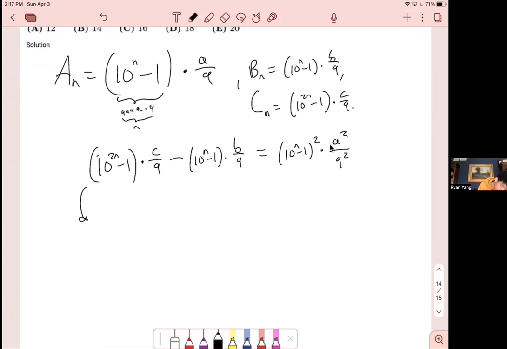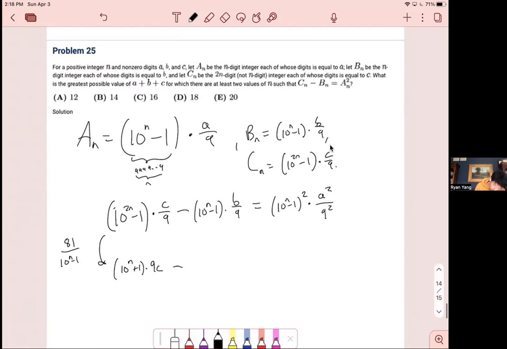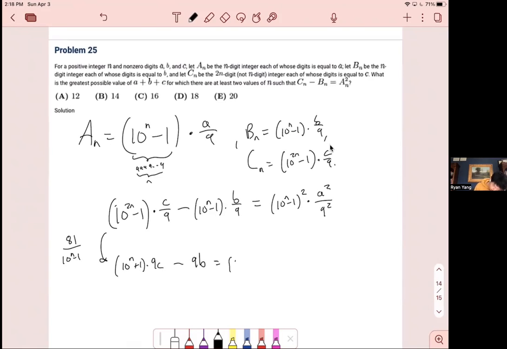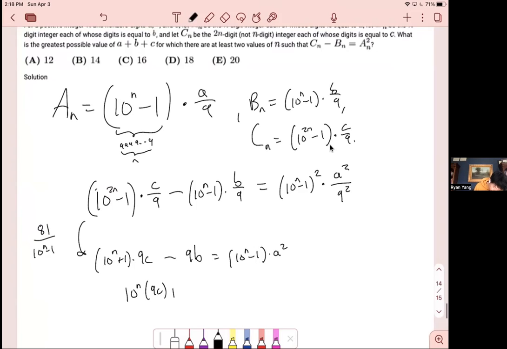We multiply everything by 81 over 10 to the n minus 1, just to cancel and simplify. So this becomes 10 to the n plus 1 times 9c minus 9b, which is equal to 10 to the n minus 1 times a squared. So then this ends up being 10 to the n times 9c plus 9c minus 9b is equal to 10 to the n times a squared minus a squared.